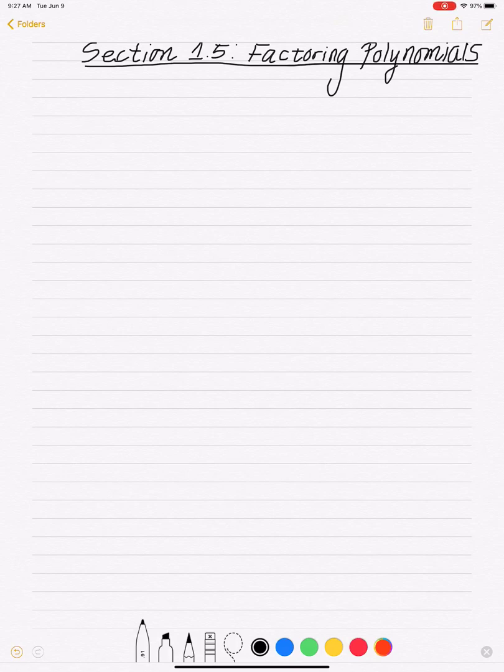So we'd like to look at what's called factoring polynomials, factoring algebraic expressions. This is section 1.5. Before we actually begin factoring algebraic expressions or polynomials, we want to kind of review factoring whole numbers into primes.